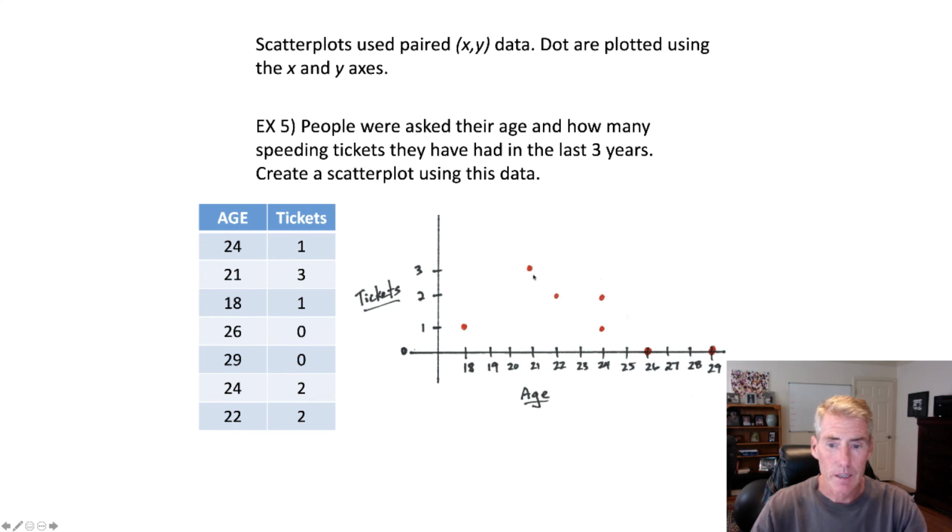So you just make the dots, and then you try to see, is there a pattern? Well, with this one, there's not much of a pattern other than these younger people seem to have more tickets than these older people. So these older people are wise. They know how to not get caught. Or perhaps they just don't speed. All right, so that's the scatter plot.